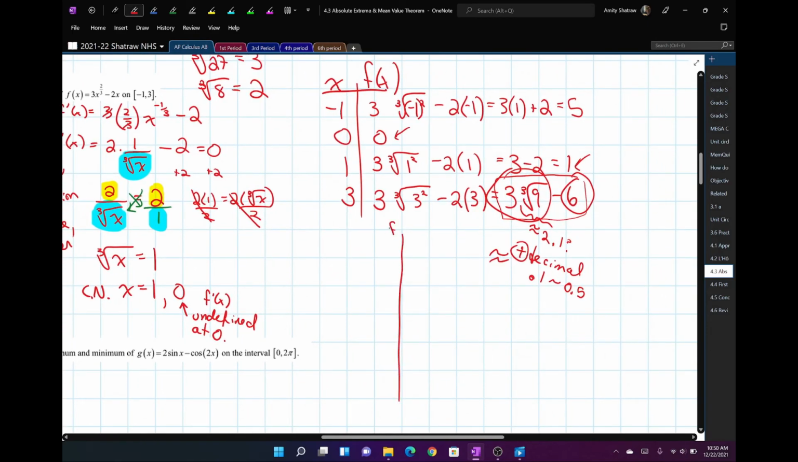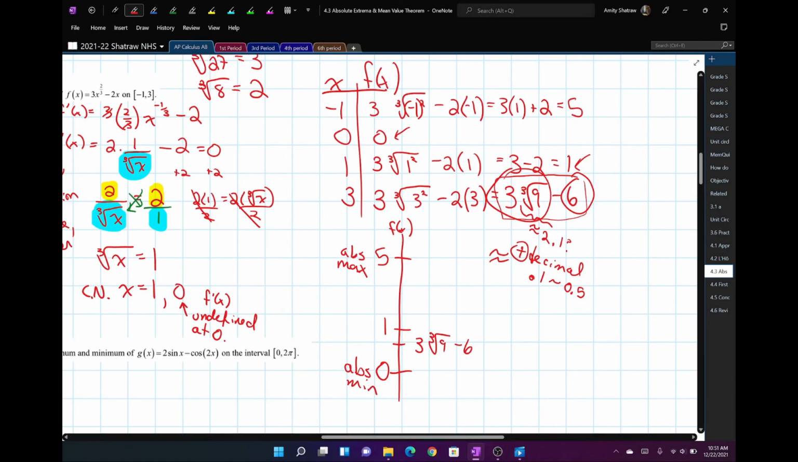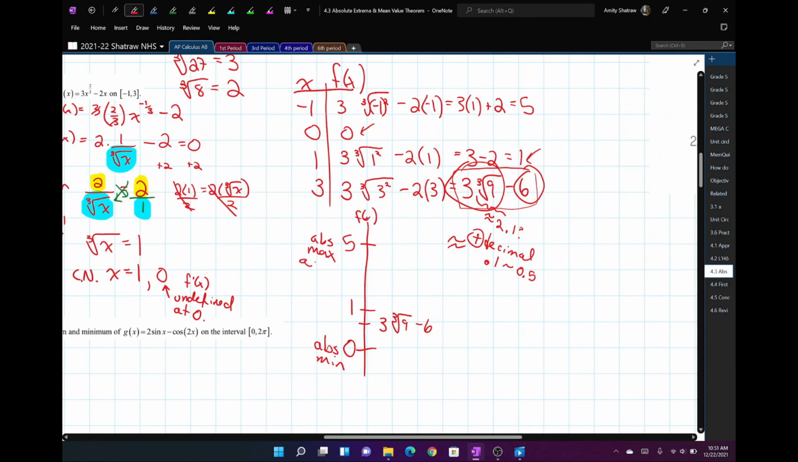So on my f of x axis, I'm going to graph 5. That's my absolute max. I'm going to graph this 1, and then I'm going to graph this value, 3 times the cube root of 9 minus 6, and then I'm going to graph that 0. And so I'm saying this is my absolute min, this is my absolute max. And wasn't that fascinating, because I wasn't even considering 0 before, but it turns out that crazy business that happens when the derivative can't be found is actually my minimum. And so I would say that the absolute max is at x equals negative 1, and my absolute min is at x equals, what was it again? Oh, 0. Okay, those are my answers.